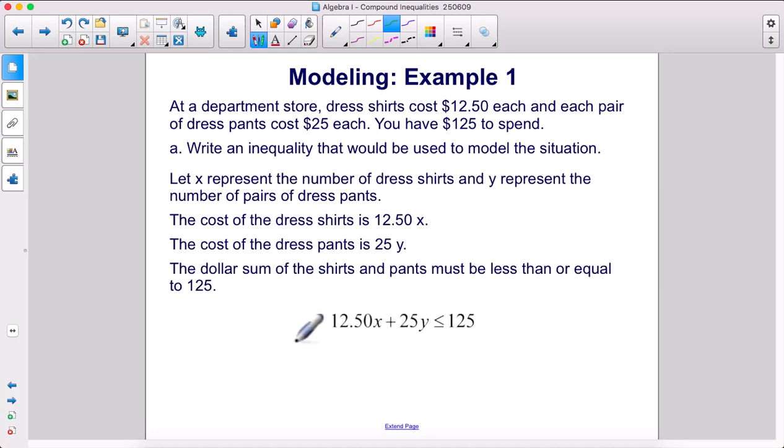Let x represent the number of dress shirts and y represent the number of pairs of dress pants. The cost of the dress shirts is $12.50 times x, the number of shirts. The cost of the dress pants is $25 times y, which is the number of pants. The dollar sum of the shirts and pants must be less than or equal to 125. So we get 12.50x plus 25y is less than or equal to 125.